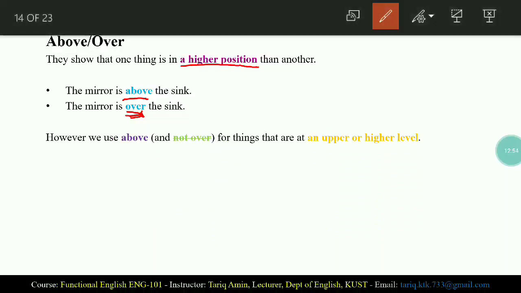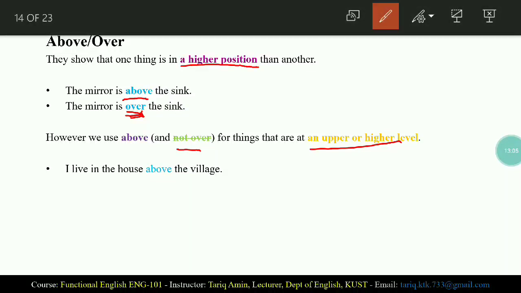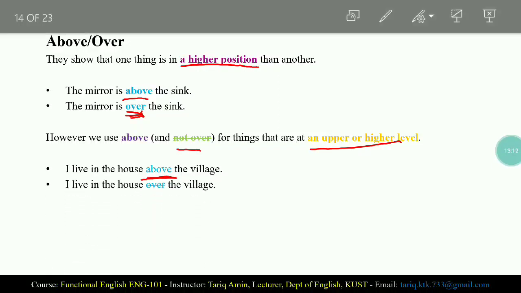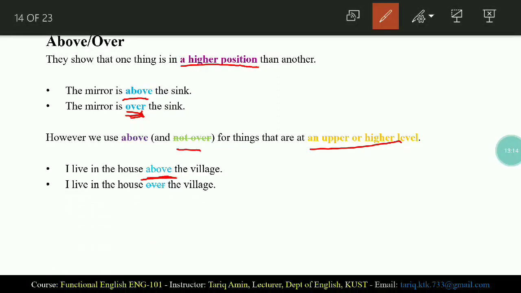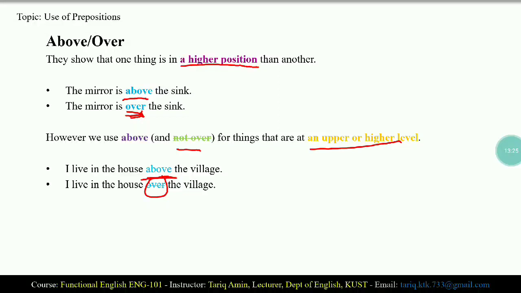However, we use above and not over for things that are at an upper or higher level. For example, I live in the house above the village. We use above in this sentence. We can't use over. Or I live in the house over the village, so we can't use over. Why can't we use over in this example? It will be discussed in the next slide.